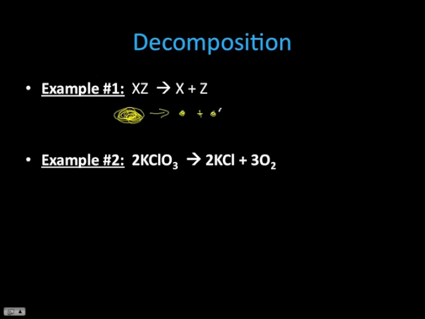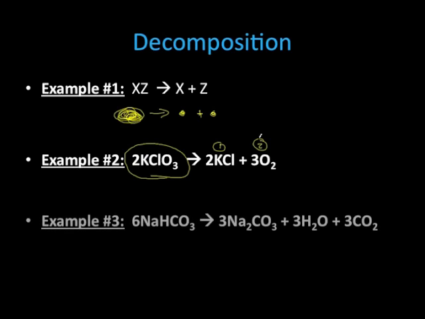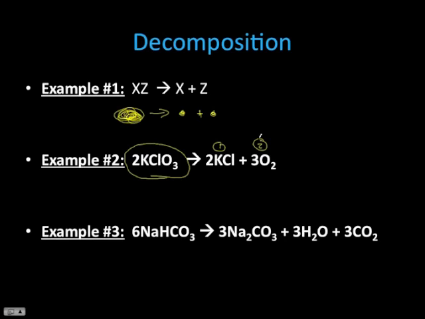You see there, this is an example where you have potassium chlorate breaking apart into potassium chloride and oxygen. So you have this large potassium chlorate molecule, and it splits apart and forms two smaller compounds, potassium chloride and oxygen. Okay, another example would be sodium bicarbonate breaking apart into three different smaller pieces.